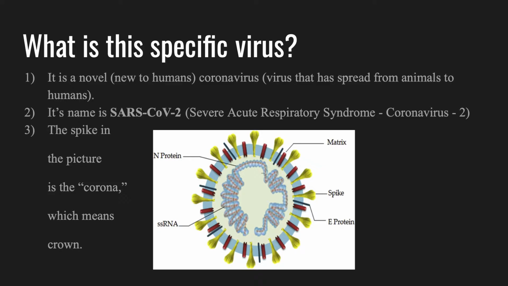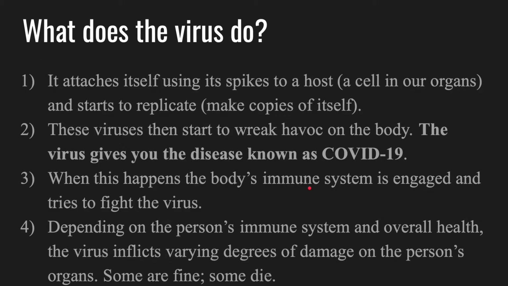All right. The spike in the picture, I'm going to put my pointer on here, follow along, is the corona, which means crown. So it's a crown virus. You see the spike here, known as a crown. And from the video, you notice this is the crown that attaches itself to our cells.